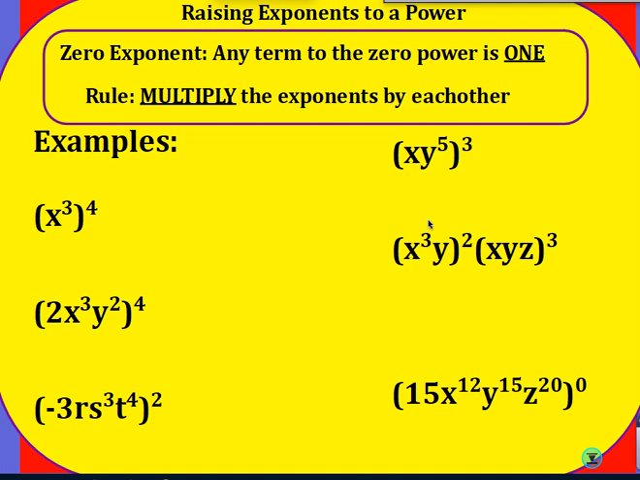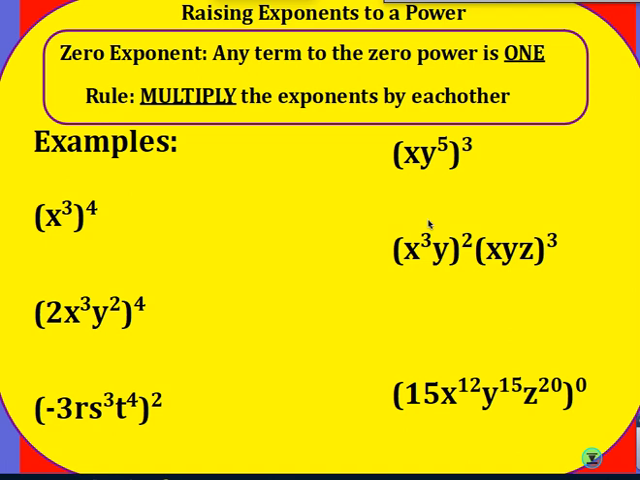In this video, we will take a look at the power-to-power rule, where you are raising exponents to a power. There are two rules to keep in mind. The zero exponent rule: any term raised to the zero power is 1. The second rule, that is new, is to multiply the exponents by each other. So, when you're doing power to power, you will multiply your exponents. This is different than when you are multiplying monomials times polynomials, where you added your exponents.